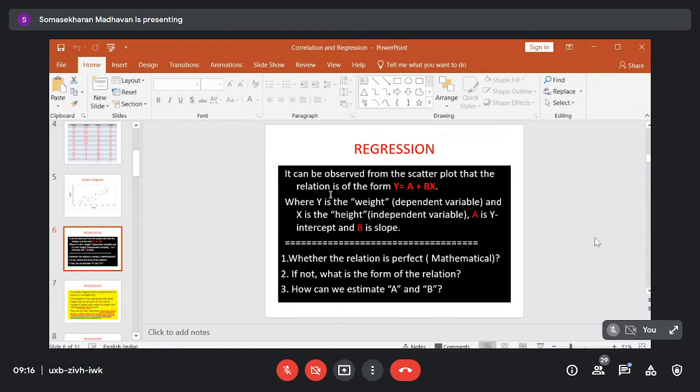That means if one variable changes, the other will change, but the reverse is not correct. Here height and weight is a unidirectional relationship, because when the height increases, it will affect the weight. When the height increases, usually the weight also increases, or it will stay the same. But the reverse is not correct. When the weight increases, the height need not change. But when the height changes, usually the weight changes.